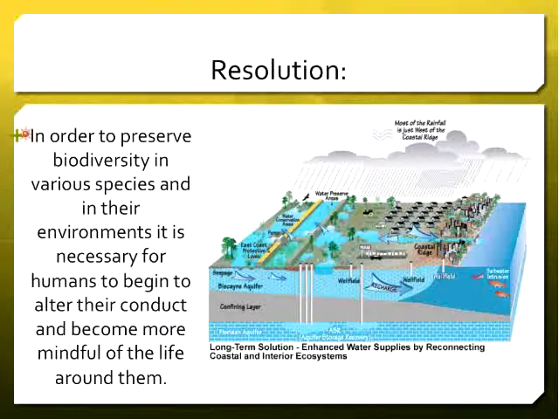So, what's the resolution? In order to preserve biodiversity in various species in their environments, it is necessary for humans to begin to alter their conduct and become more mindful of the life around them. That's the only true resolution. And here is just a diagram of what is the possible solution to the hurricane and flooding problems that occur in the Everglades. I hope you enjoy and learn something new about the Everglades.